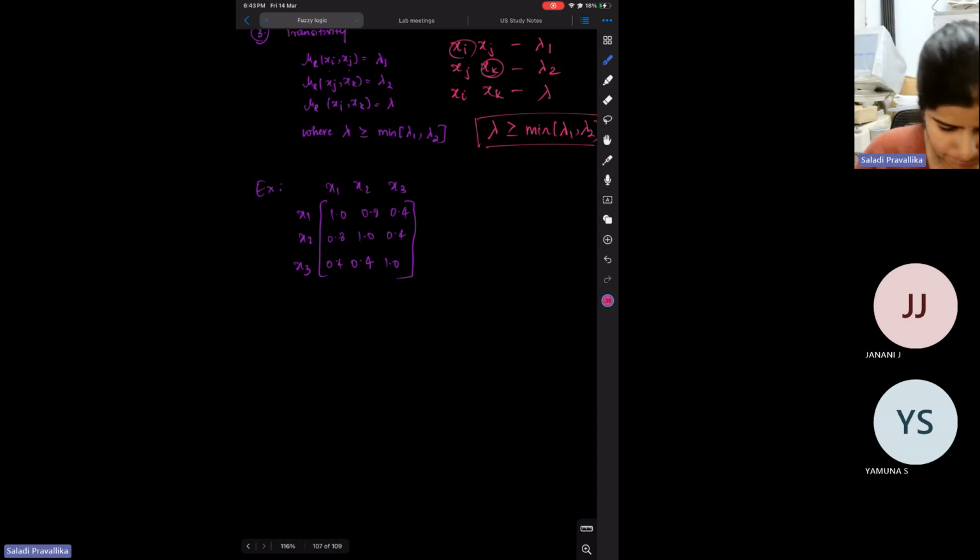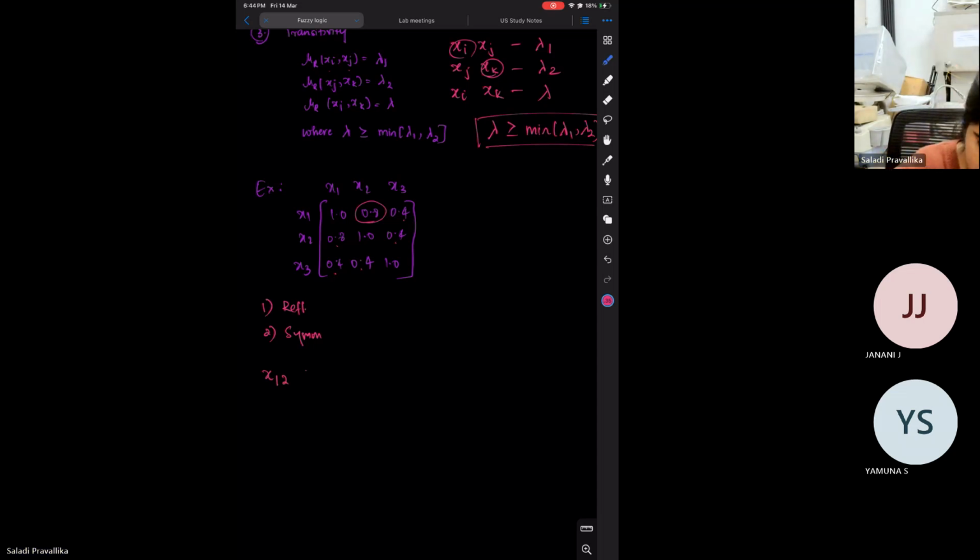Okay, so let us do it with an example. As you can see, for reflexivity all the diagonal values are equal to 1, and hence it is satisfied. Symmetry is also satisfied for all the pairs. Now we have to look at transitivity. Let's say i, j, k are 1, 2, and 3, so you take xij, xjk, and xik. For now, let us take i equal to 1, j equal to 2, and k equal to 3.